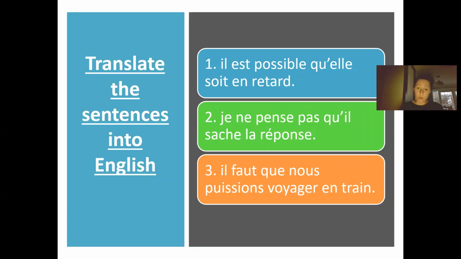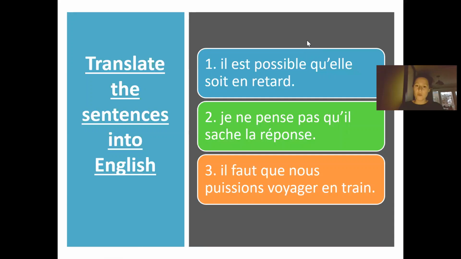Then look at your verb. Which verb is it? Is it a regular one, an irregular one? And then look at the vocabulary that follows. And then hopefully en retard, la réponse, en train, all these you're familiar with. Nous puissions, il sache, all your verbs, elle soit. And then here are your subjunctive structures. Il est possible que, je ne pense pas que, il faut que. So good luck, and I'll see you once you're done.